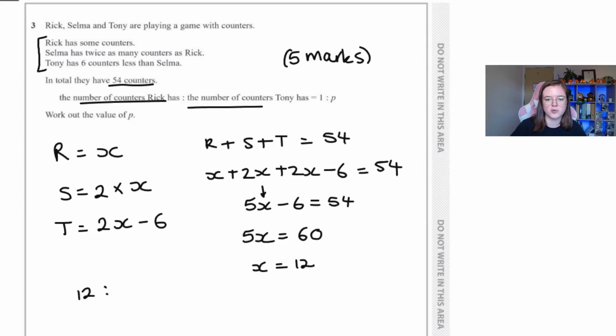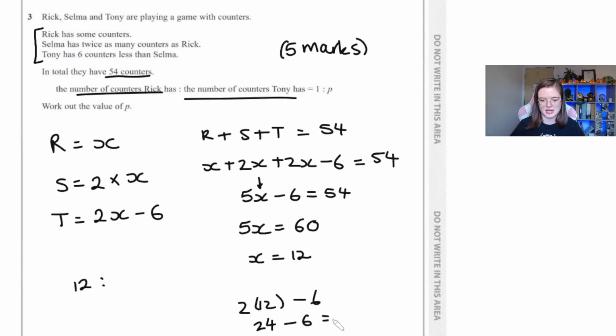Number of counters that Tony has, so Tony has 2 lots of 12 minus 6. 2 lots of 12, that's 24, so 2 lots of 12 minus 6, so that there is 24 minus 6, and that is 18. Okay, so I now have 12 to 18.